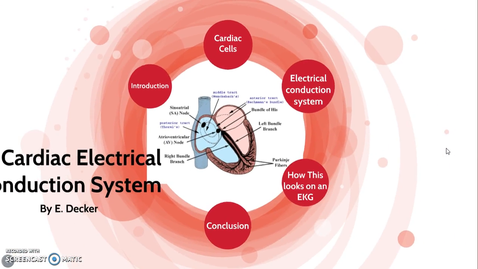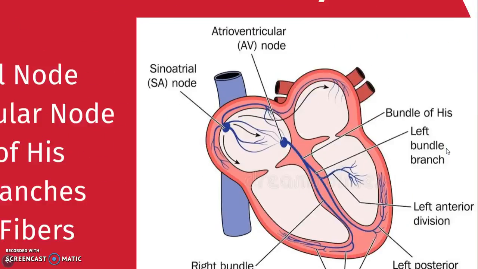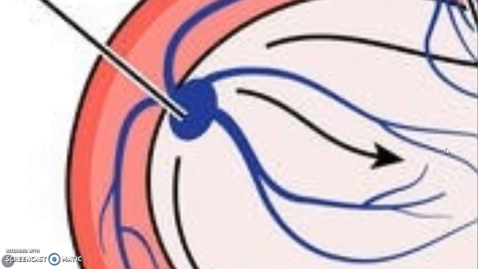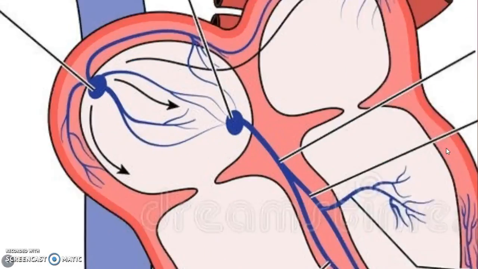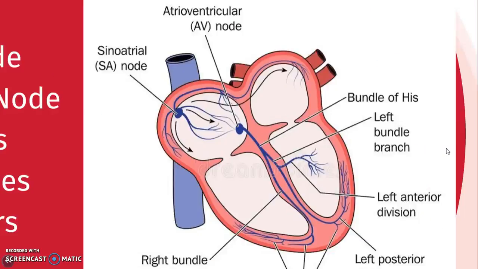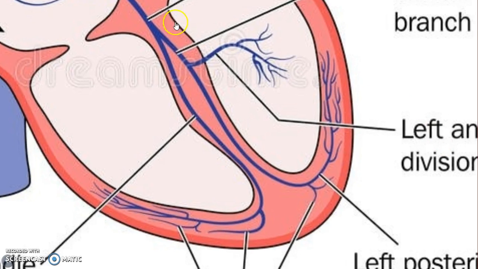Next, let's look at the electrical conduction system. The electrical conduction system consists of the sinoatrial node, located here, the atrioventricular node, located here, the bundle of His, which is located here, the left bundle branch, located here, the right bundle branch, located here, as well as the Purkinje fibers, which are located here.